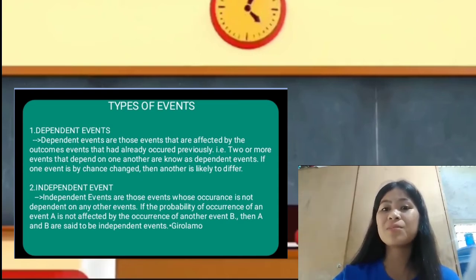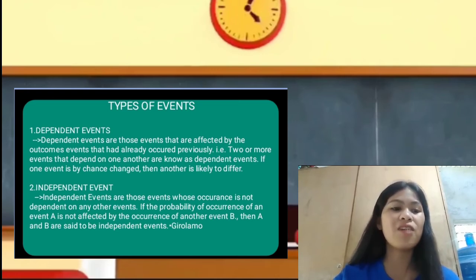So while the independent events are those events whose occurrence is not dependent on any other events. So from the word independent, it can stand on its own. So if the probability of occurrence of an event A is not affected by the occurrence of another event B, then A and B are said to be independent events.